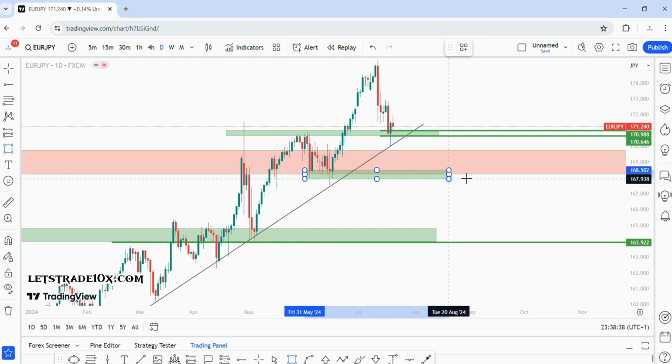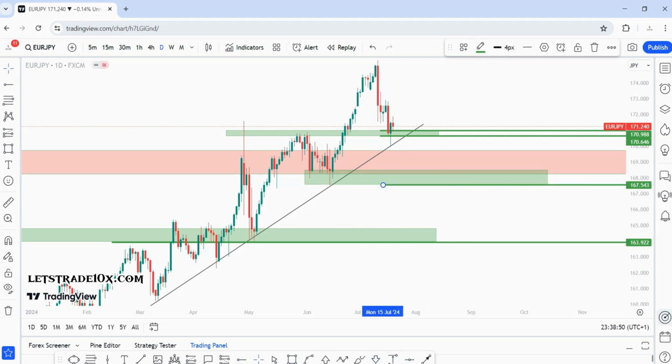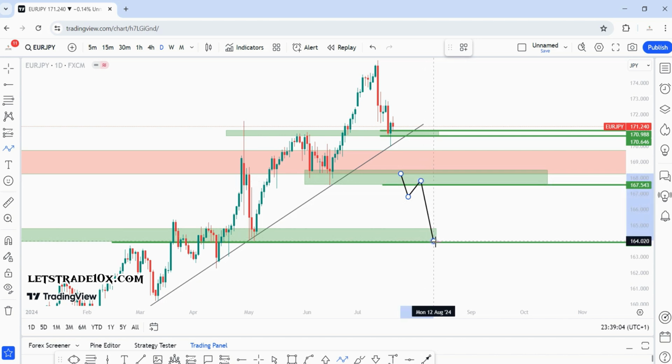I don't trade EURJPY, by the way. I only trade EURUSD, like you already know. But if price takes out this trend line and continues lower, then I would wait for price to break below this area here, which is 167.543. So I would like to see price break out of that zone. Of course, I will now switch to a much lower time frame, like the 15 minutes time frame or 30 minutes time frame, catch the retest, and then sell into this area here with our stop loss above.